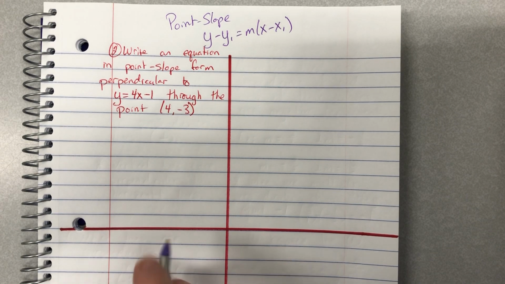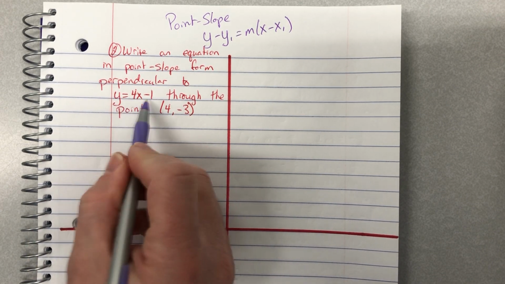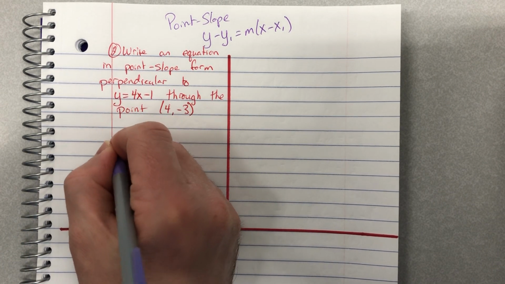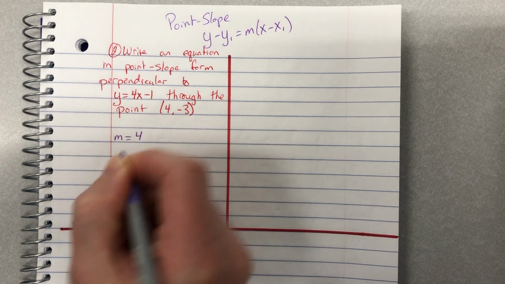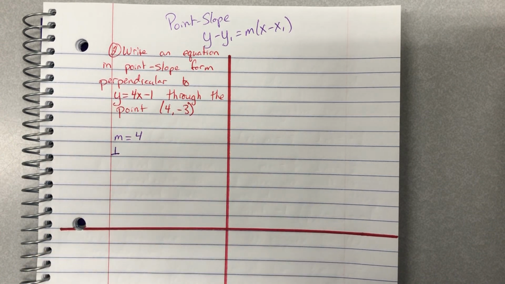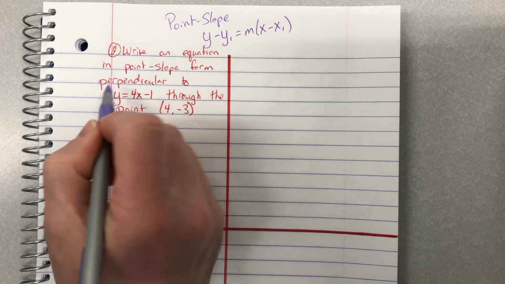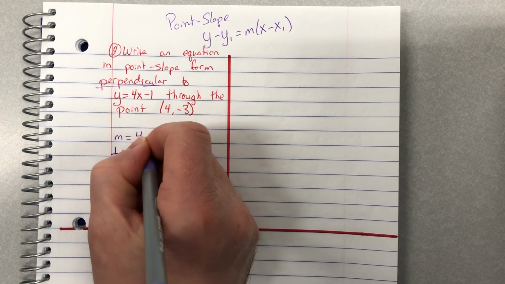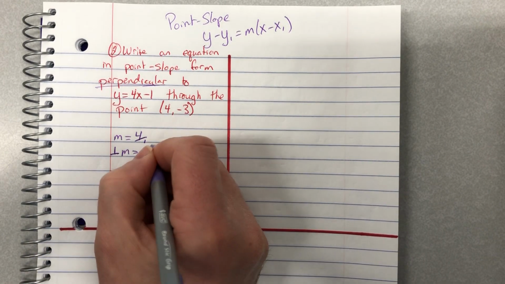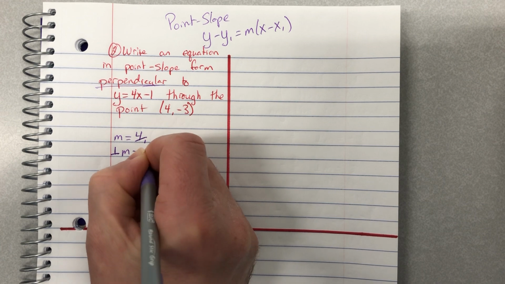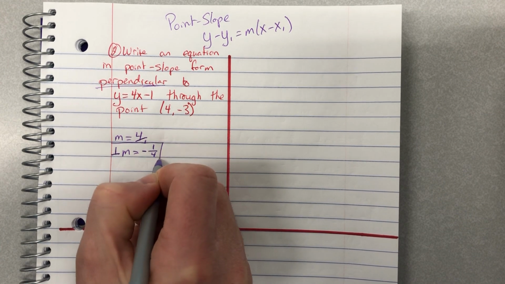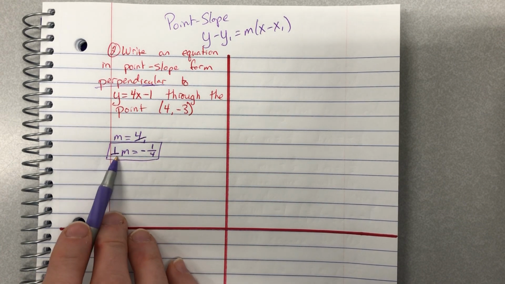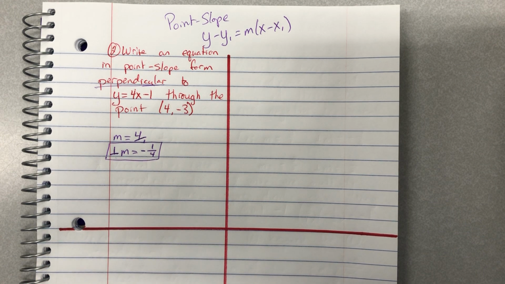Okay, so in this case, this equation's in slope-intercept form, so I know my original slope is going to be 4, but I want to know what my perpendicular slope is going to be. That's what I need because they're talking about a perpendicular line. Well, this 4 is really 4 over 1, so I'm going to flip it and change the sign. So my perpendicular slope here is -1/4.